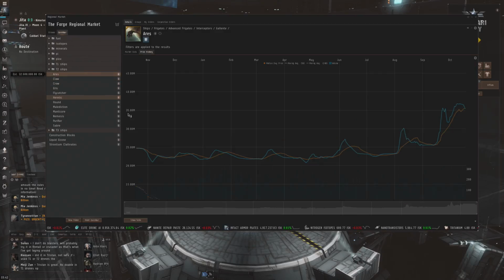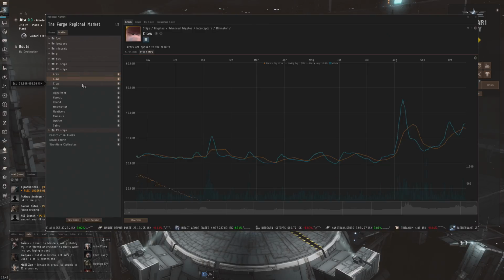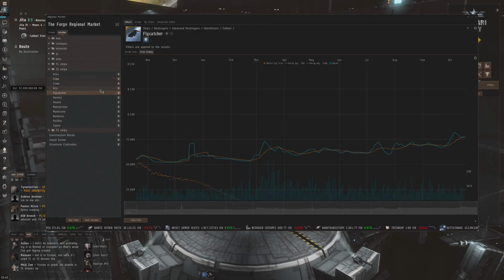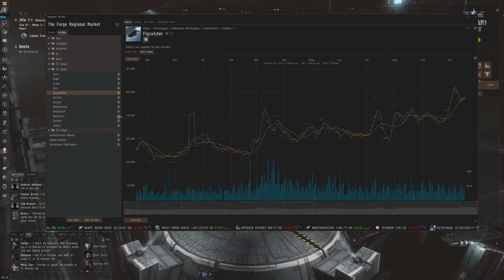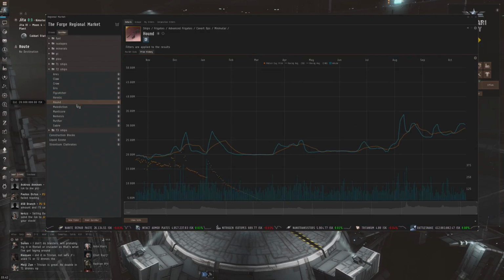There is one note to do, of course, on these tech 2 ships. Here for the Ares, it's not so bad, but the volumes aren't all that exceptional. And it's not like we're selling thousands of these ships every day either. Once you're going from materials to ships, that's where volumes do play a pretty big role. And you have to be a little bit careful not to overextend yourselves in the buys.